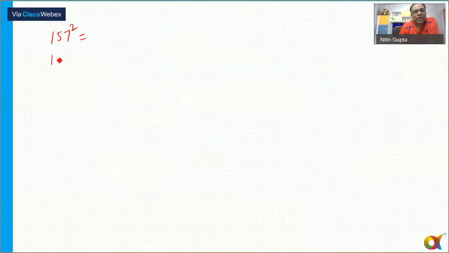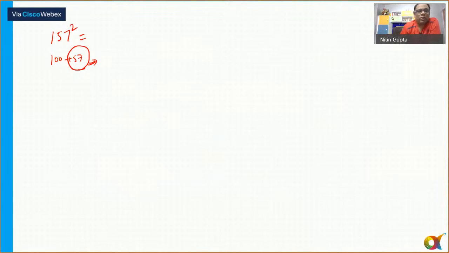If I work on a base of 100, so this is 100 plus 57. For that, you must know what is the square of 57. And we know how to find the square of any two-digit number. So we can use that fact also.